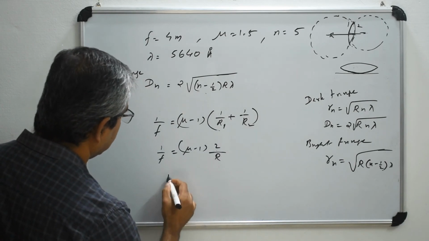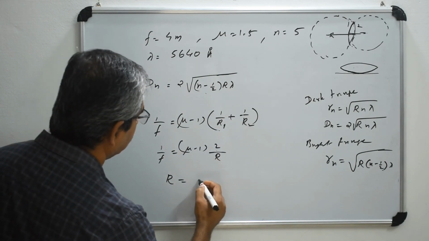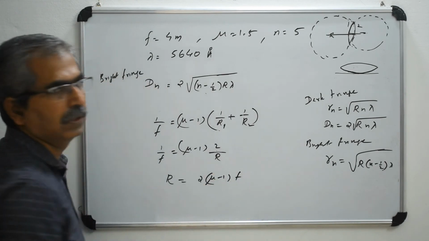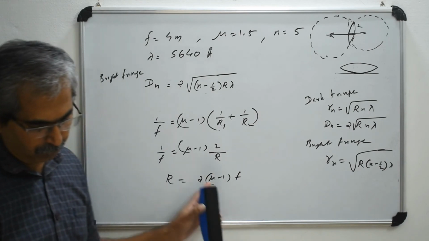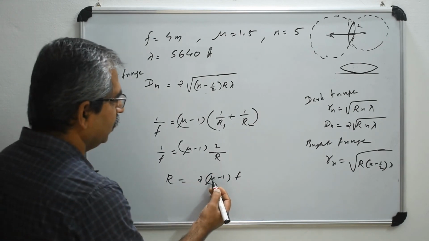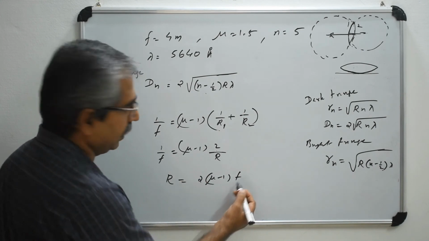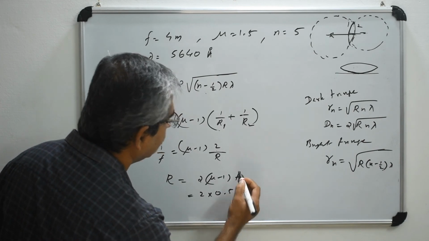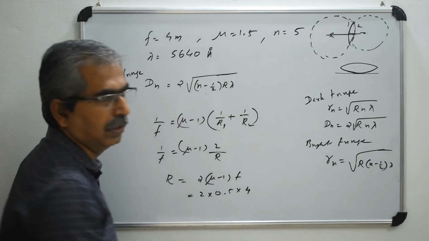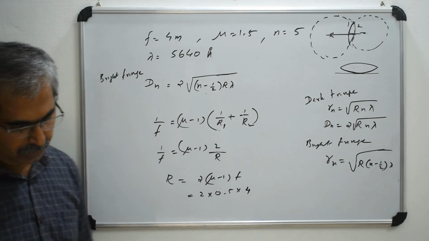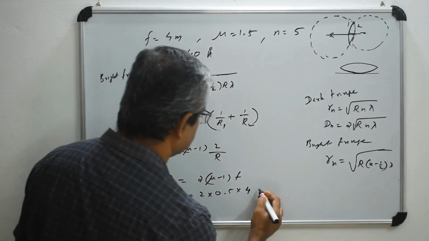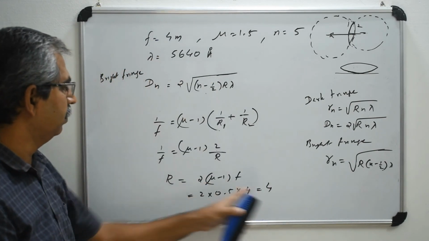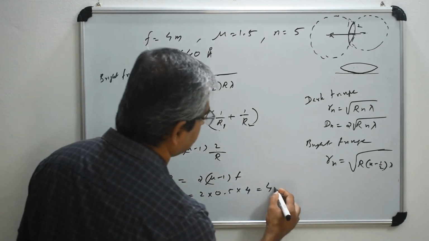So what is r? R is equal to 2 into mu minus 1 into f. So mu is 1.5, f is equal to 4 meters. So this is 2 into 0.5 into 4. So you will get the value of R equal to 4 itself, the same as that of f. The R will be equal to 4, that is 4 meters.